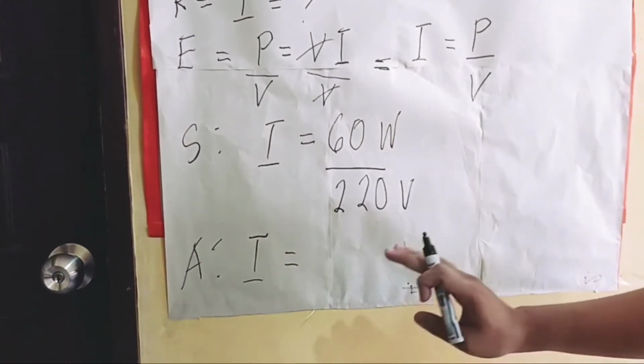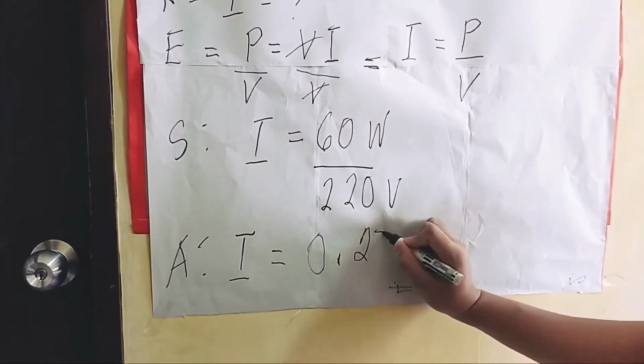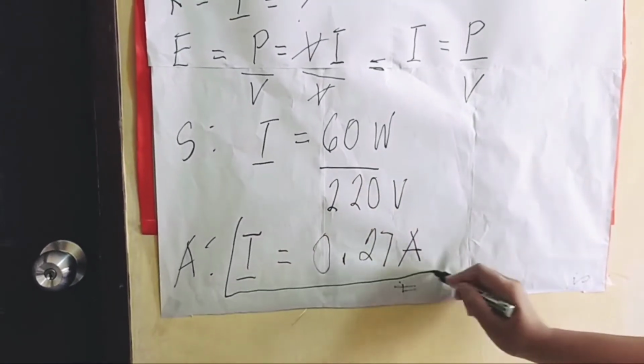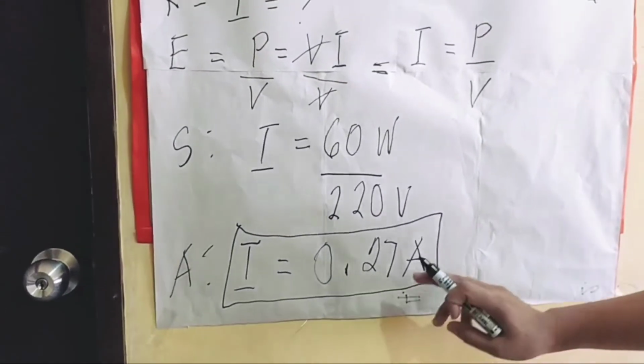So the answer, or the quotient, is 0.27 ampere. Again, the answer is 0.27 ampere.